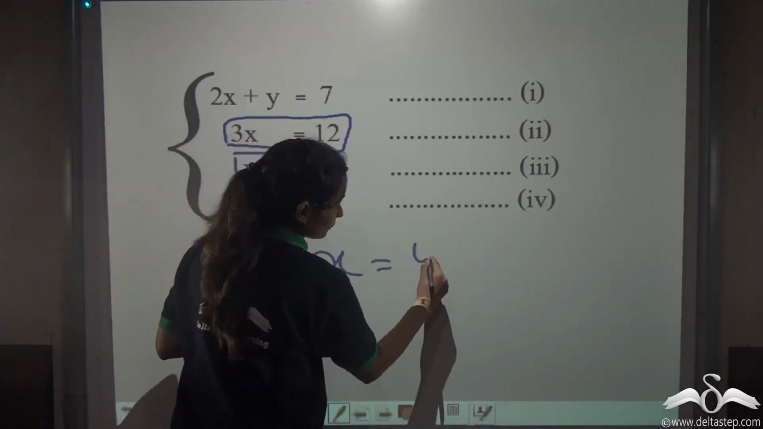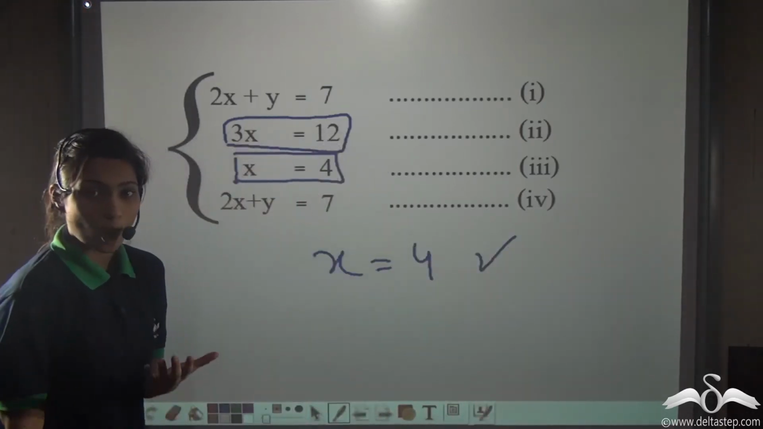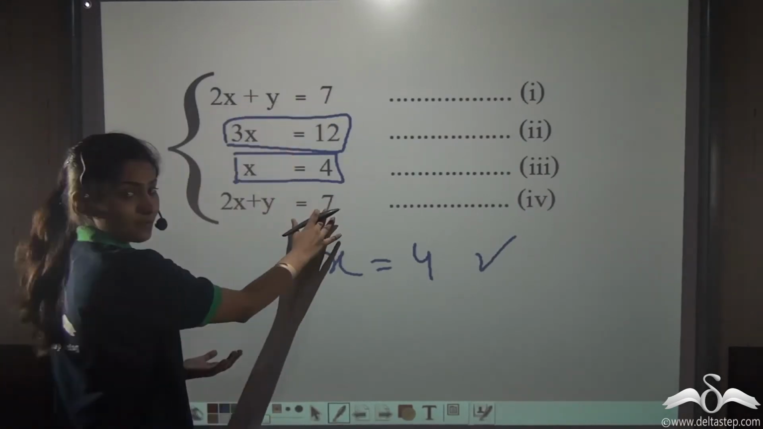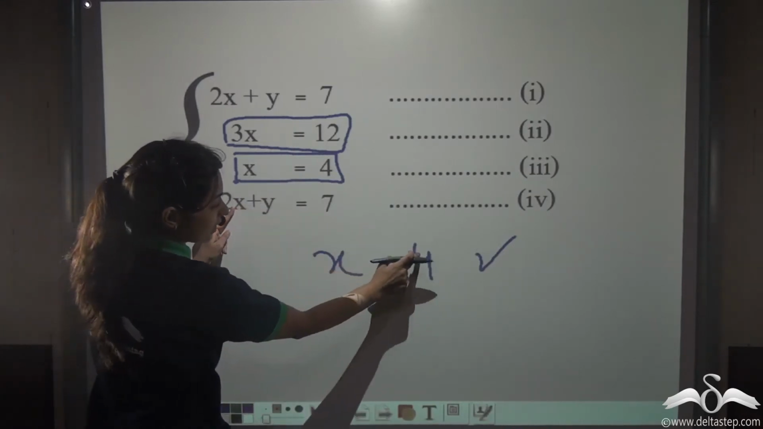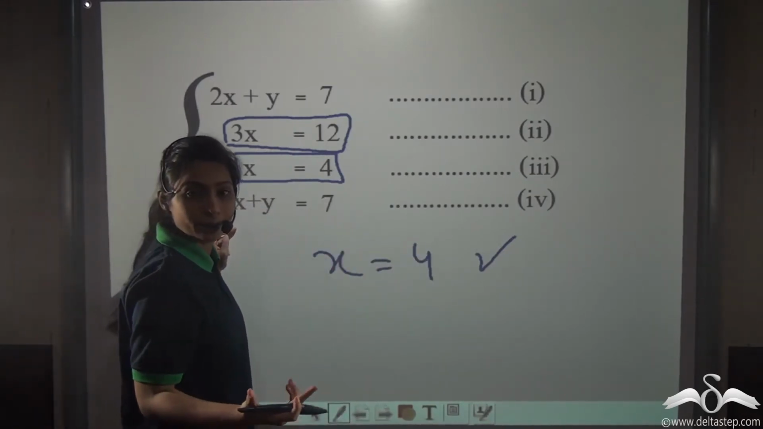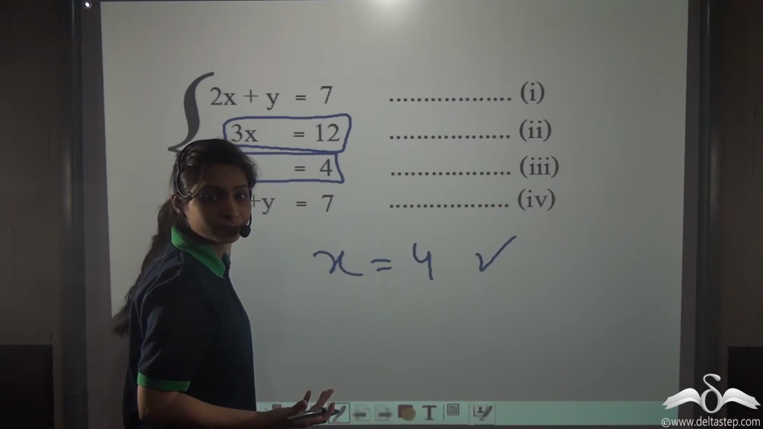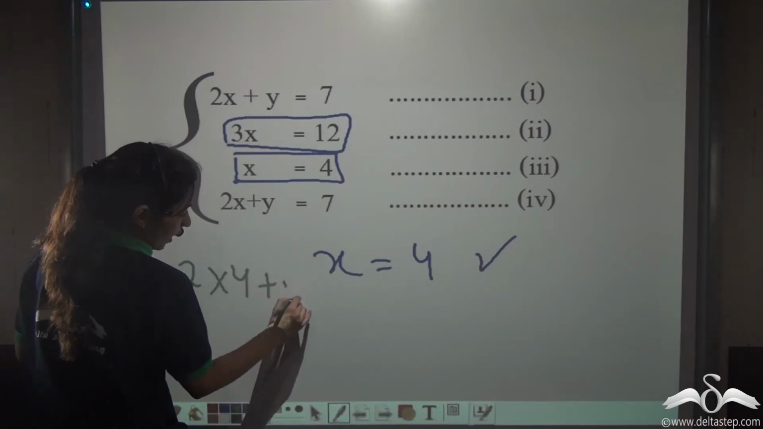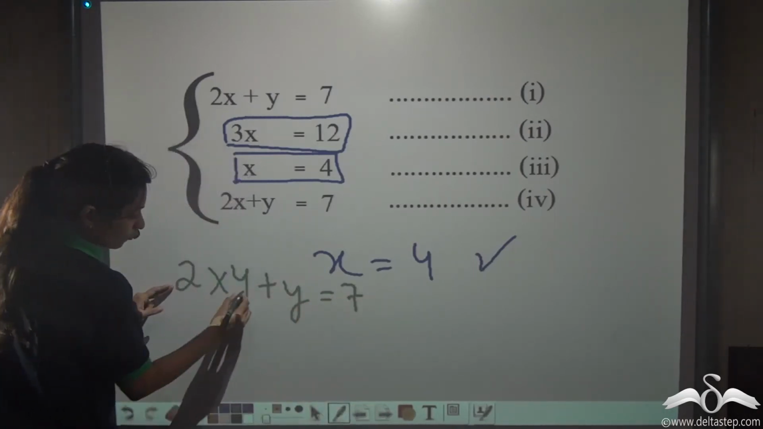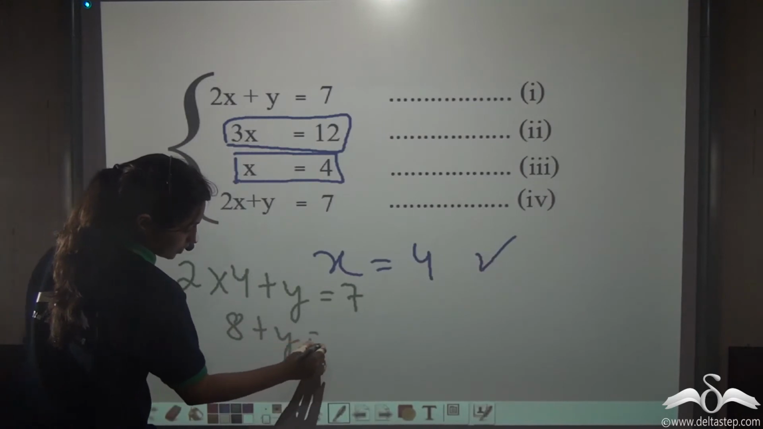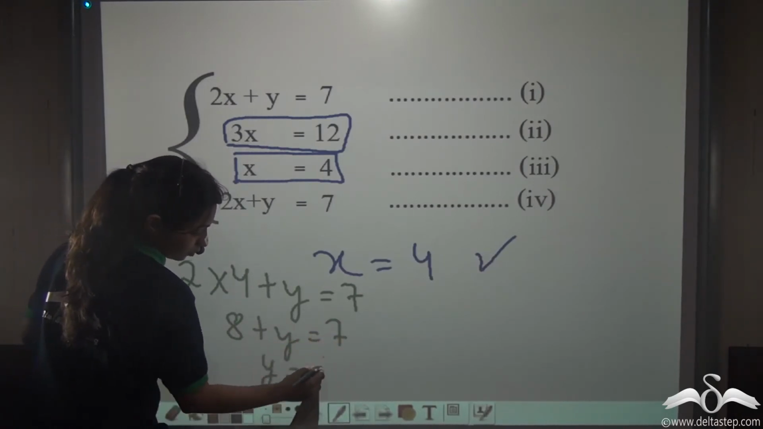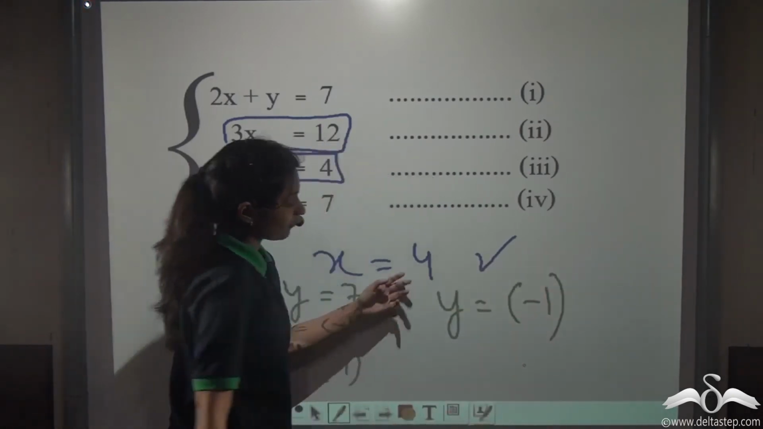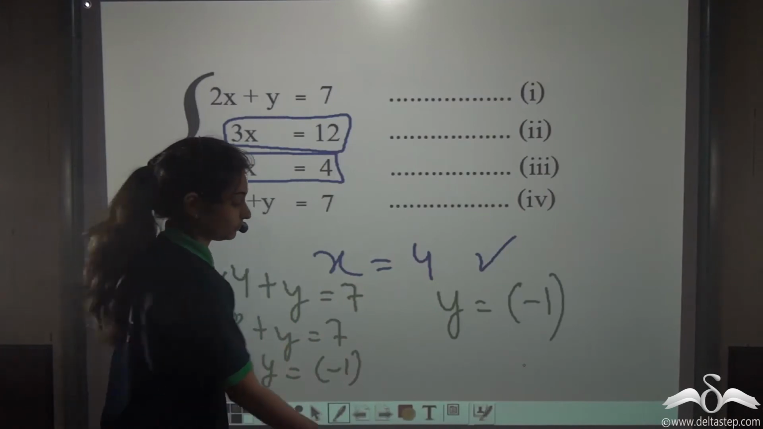x is 4. What about y? How will you find out that? Take any equation, see, 2x plus y is 7. So just substitute the value of x, that is 4, in this equation and find out y. Tell me what is the value of y here? 2 into 4 plus y is equal to 7. So 8 plus y is equal to 7. So y is equal to minus 1. So we have found out the values for x and y.